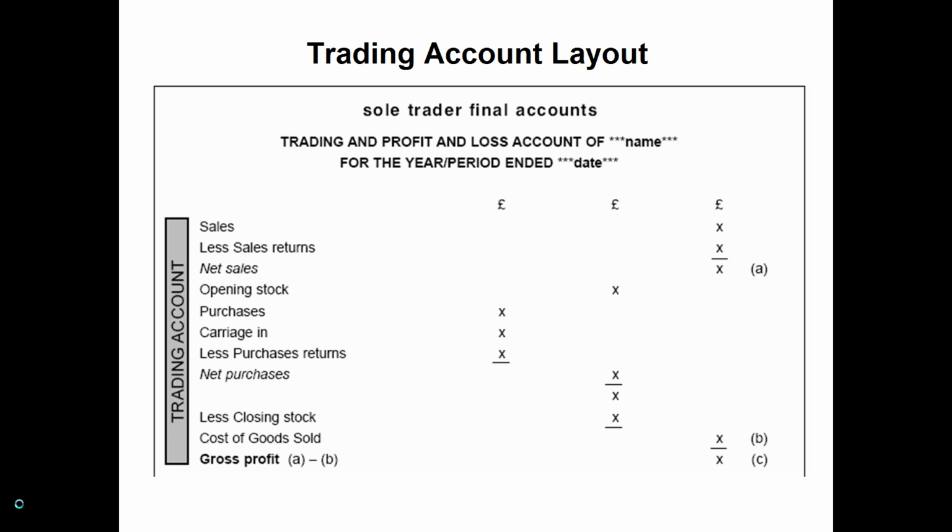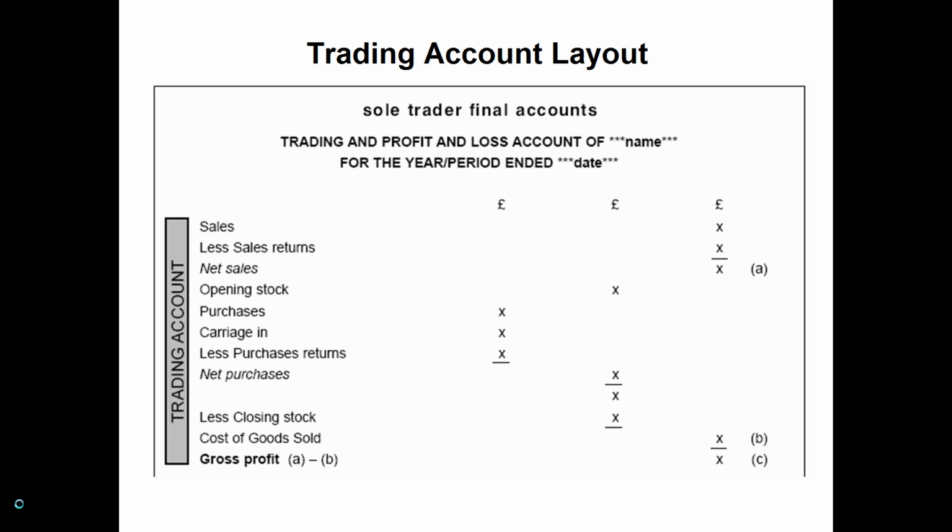So you'll see in a moment another layout, which is my preferred layout, which is a bit more detailed. That would use brackets if it was written, but if it's typed, then it depends on what you're using. If you're using Excel, sometimes you type a number and it doesn't take brackets. So we've got sales, we've got the sales returns, or the returns inward, and that gives us net sales. That's the top section complete.